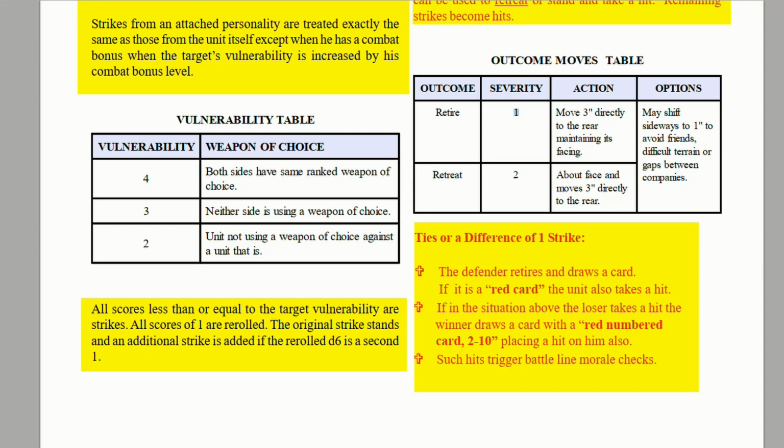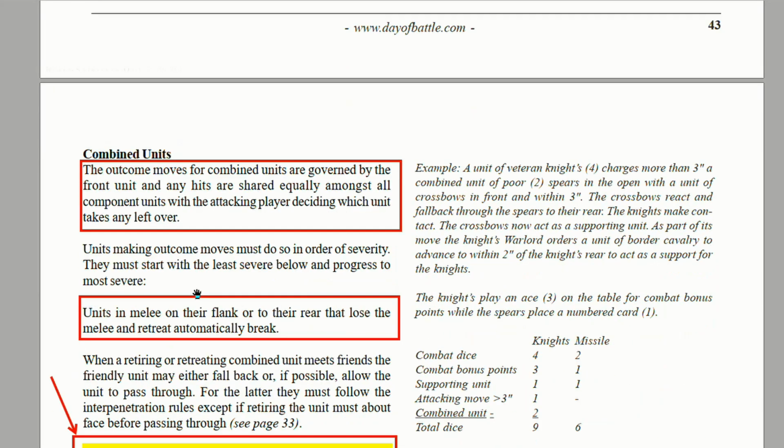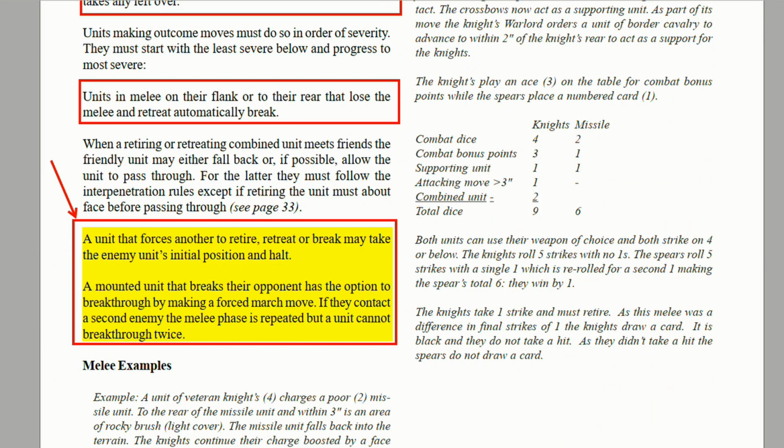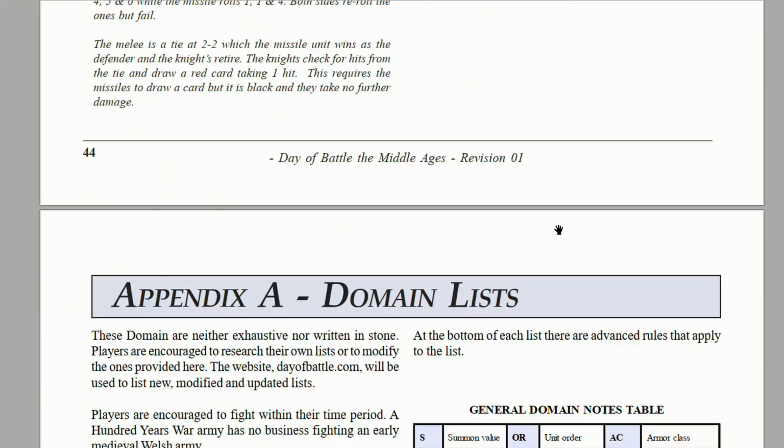Ties or a difference of 1 strike, the defender. Usually when it's a tie, the defender is considered the victor, and when the difference is only 1 strike, both units draw cards, and they may get actual strikes by this card draw, if it's red or if it's black. Combined units. This is basically the pushback. The unit that wins takes the place of the unit that loses. And here are melee examples. Here's the domain list.